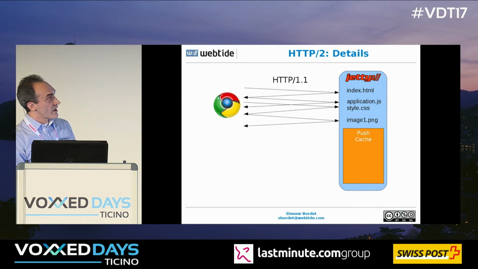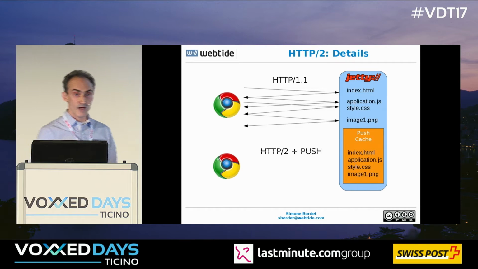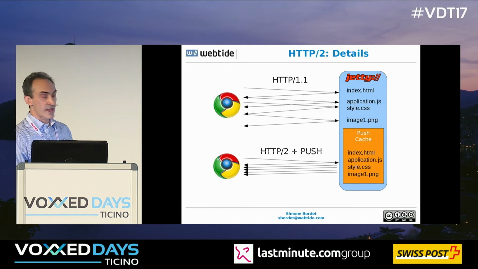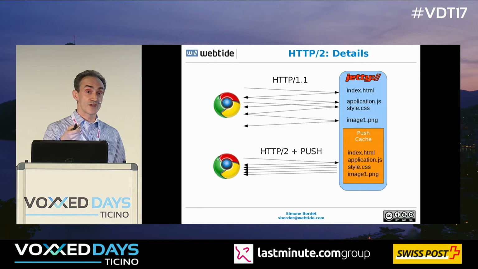Then I can come in with an HTTP2 browser, and the server has push enabled. And now what I can do is this. I can make the request for index.html, but then the server says, oh, you need index.html, but you're going to need the CSS, the JavaScript, and the image as well, because that's what's needed for you to render the page.